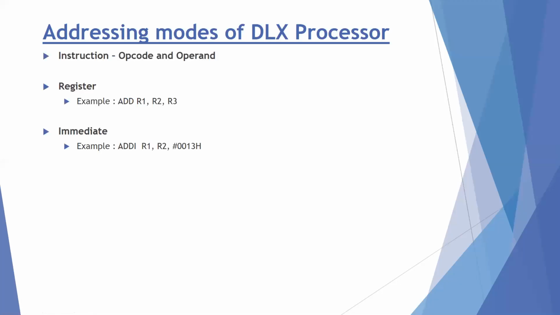Yes, if we see the add immediate addressing, the immediate addressing mode, the example that I've taken up here is add immediate R1, R2, hash 0013H. Anyone who can tell me what is the instruction doing?